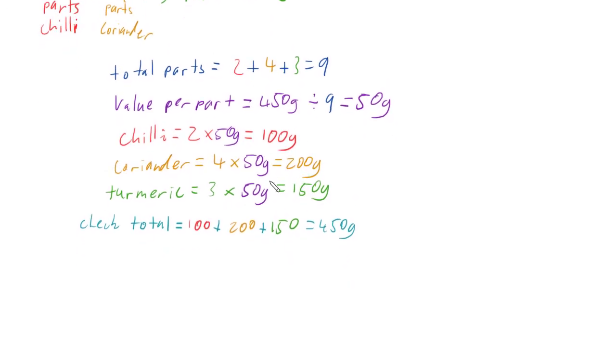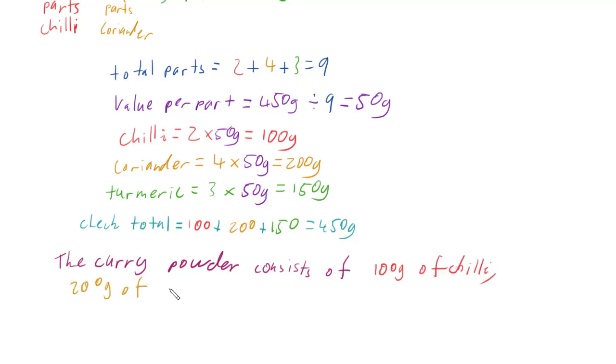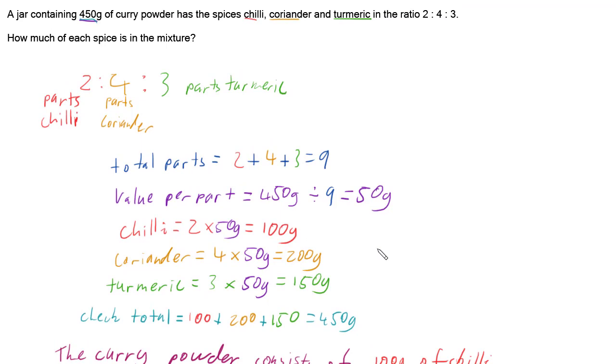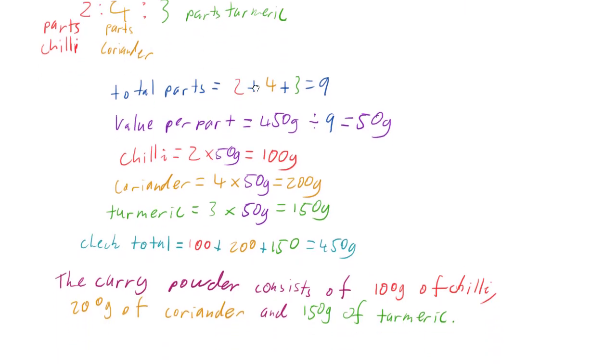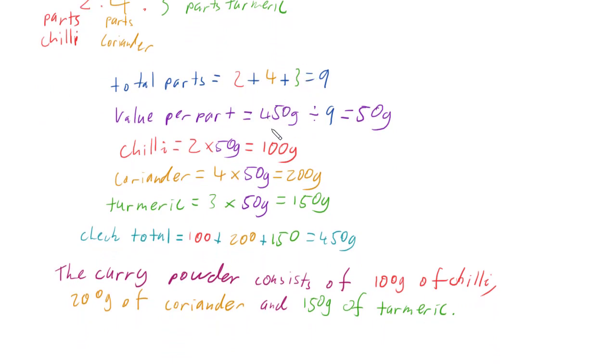So that means we can now finally write our answer. The curry powder consists of 100 grams of chili, 200 grams of coriander, and 150 grams of turmeric. And we're done. And the way we work it out: assign which part belongs to which item, add up how many parts we have. That represents our total of 450 grams, so they're worth 50 grams each. Multiply the parts by that per part amount. Check to make sure our totals add up. Write our answer, and we're done.